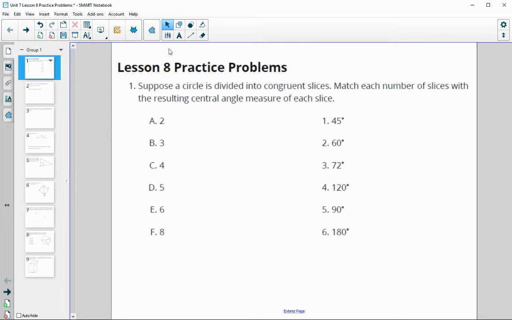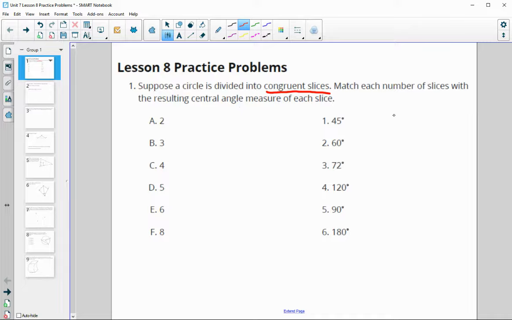In this video, we are going to look at the Unit 7, Lesson 8 practice problems. Number 1 says, suppose a circle is divided into congruent slices. Match the number of slices with the resulting central angle.